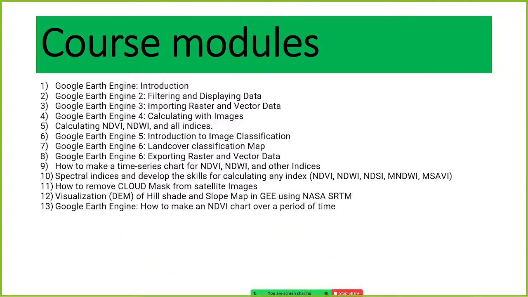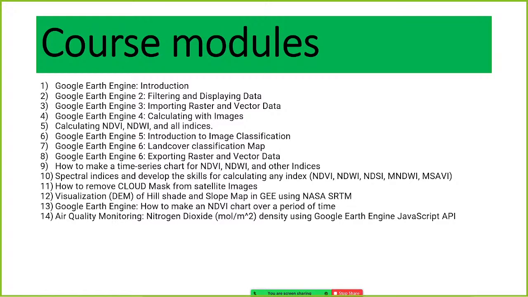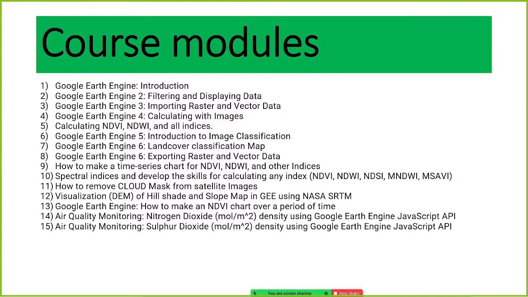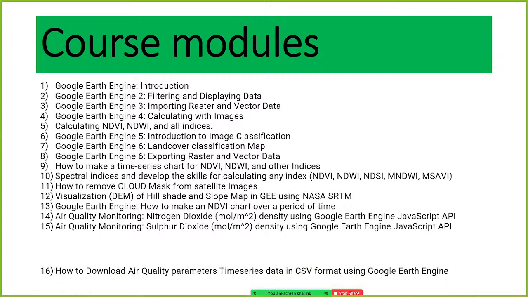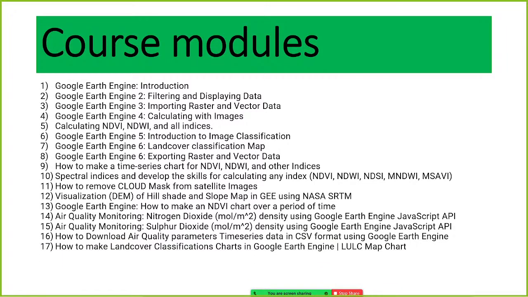Then how to make the NDVI chart over a period of time, we can also discuss this. Then we can move to air quality monitoring and monitor all of the parameters available in the Sentinel-5 satellite imagery, such as nitrogen dioxide, sulfur dioxide or others. Then how to make the Landcover classification chart in Google Earth Engine, or LULC map chart. Suppose you want to calculate the area of each feature, such as urban, water, vegetation or others. Then you can easily make the chart for the LULC map in Google Earth Engine and calculate the area for each feature.